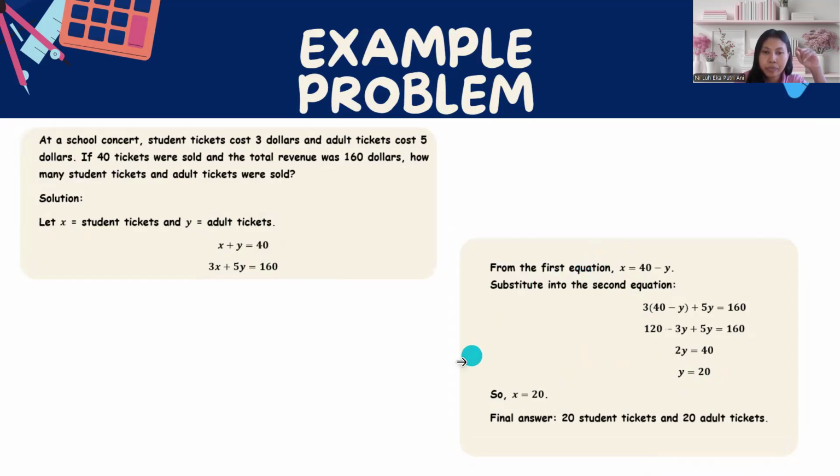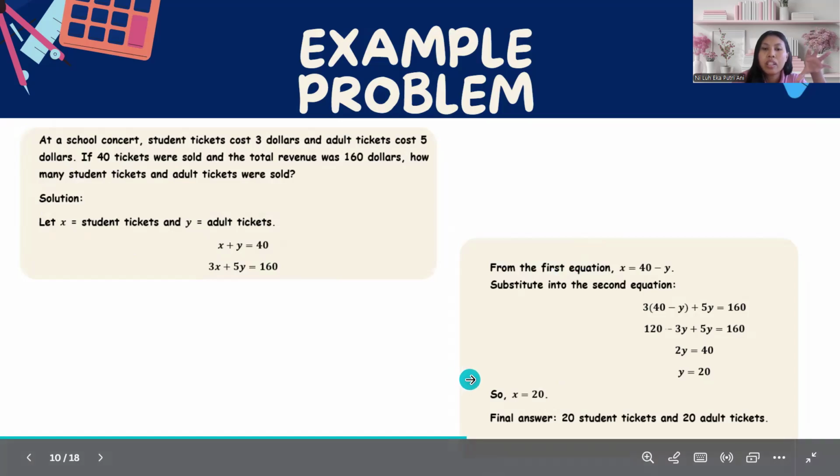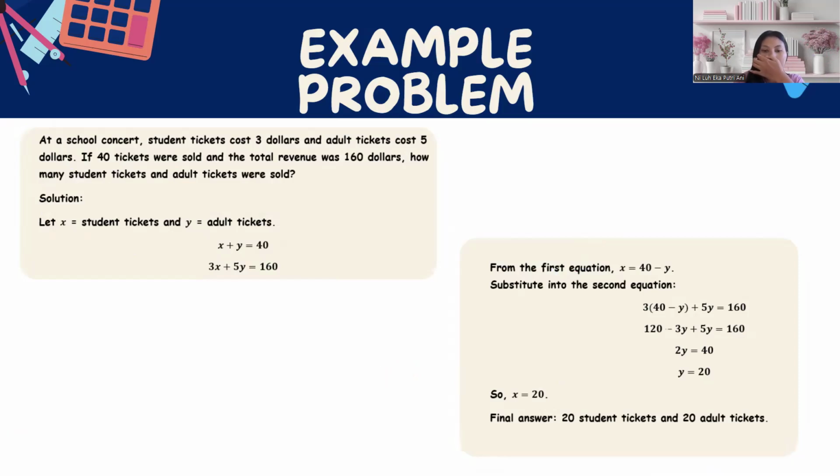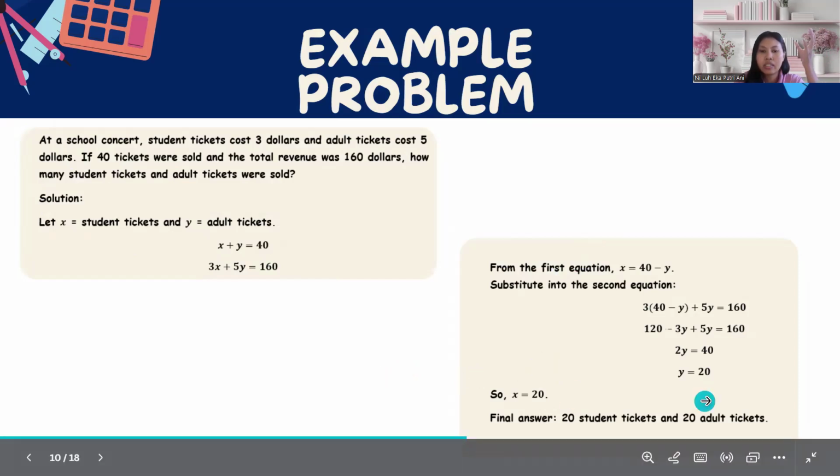So the final answer is 20 student tickets and 20 adult tickets.